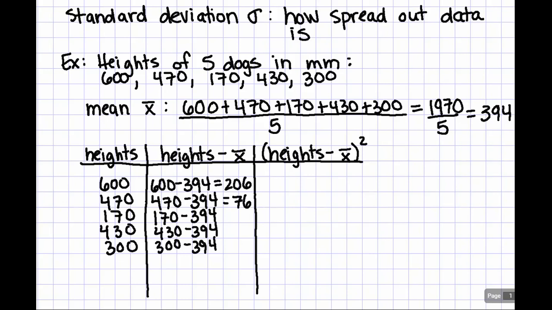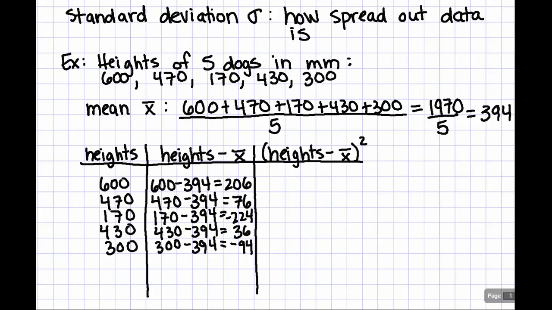So what the 206 means is I'm 206 above the mean. Okay, taller than the mean. On the next one, 76, taller than the mean. The next one, I'm going to get a negative 224. So we're 224 less than the mean. The next one, we get a 36. And the next one, we get a negative 94. So we're 94 below the mean.